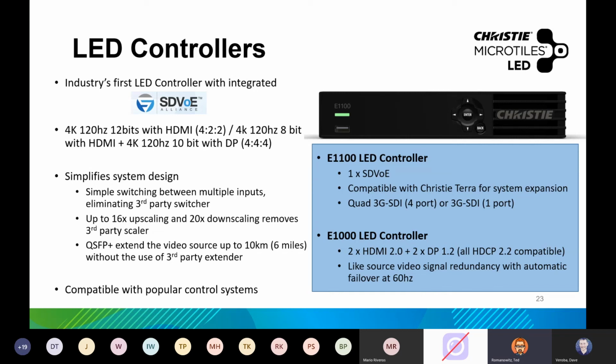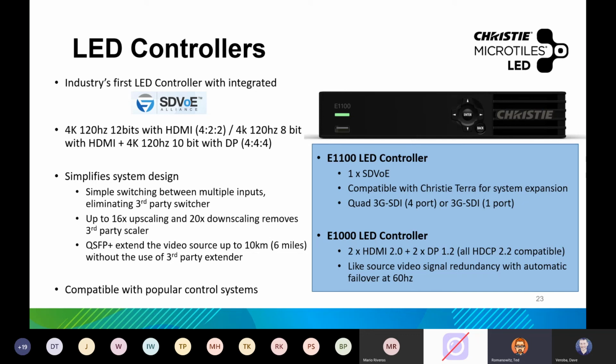The controllers include a simple switching between multiple inputs. This eliminates the need for a third-party switcher. It also has a professional grade scaler, as I mentioned, 16x up, 20x down, so that you don't need a third-party solution. And it has a fiber optic extender, QSFP active extender, so you can locate your sources as far as 10 kilometers or 6 miles from the video wall itself. These things just simplify the entire system design.